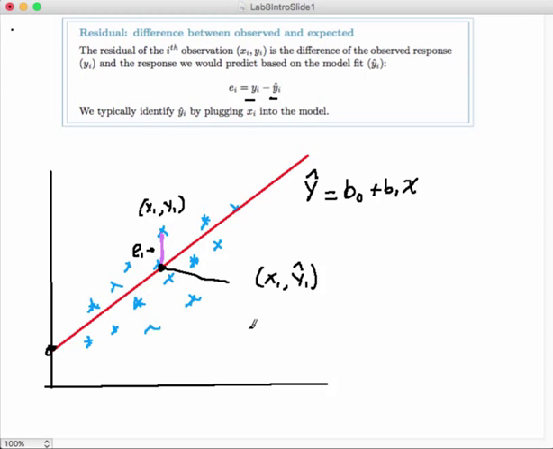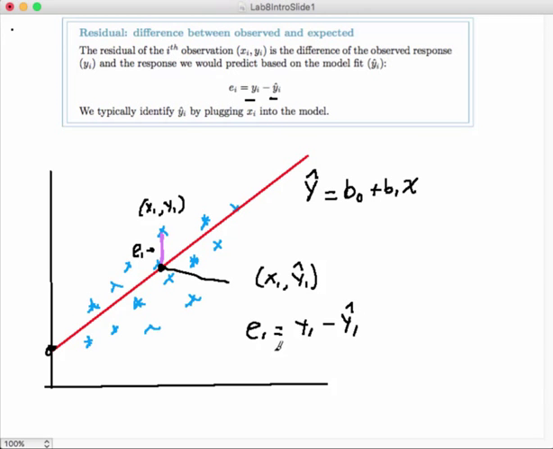The length of that purple line is going to be the difference between the observed and the expected. In other words, e sub 1 is equal to y sub 1, our observed y value, minus our predicted y value, which is y hat sub 1.